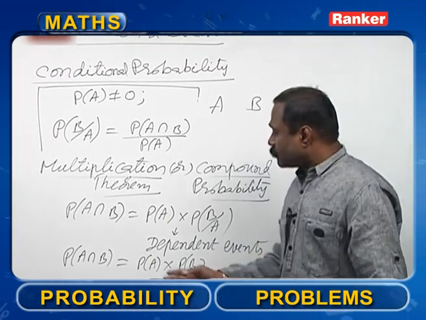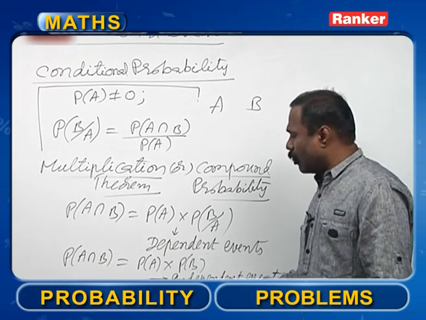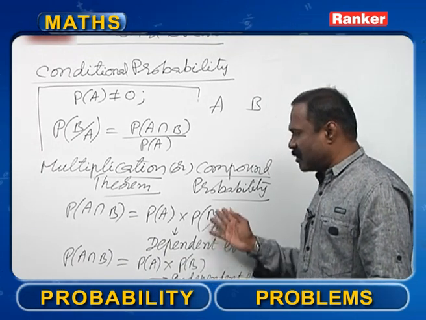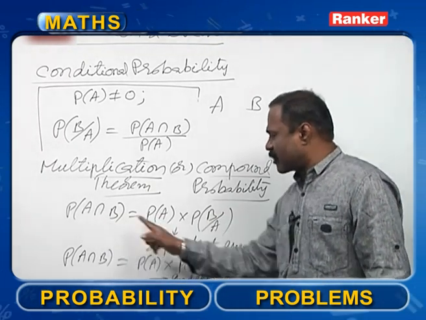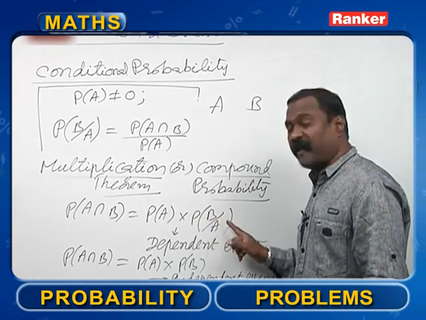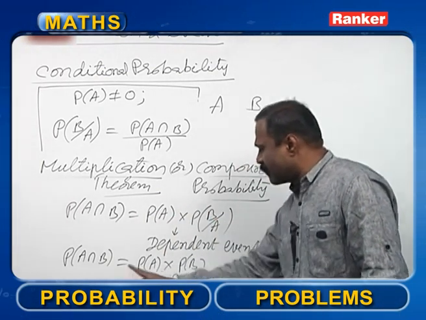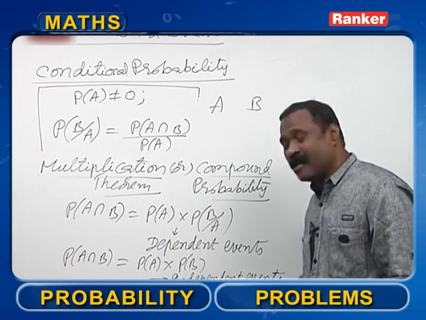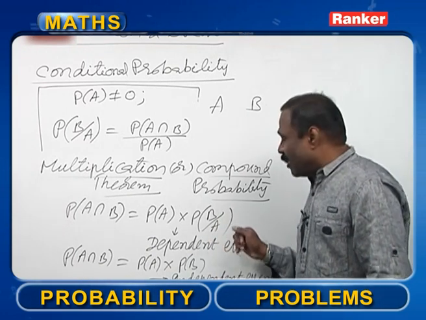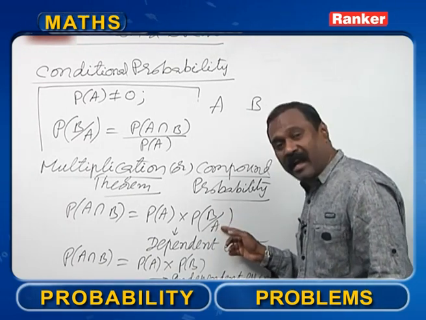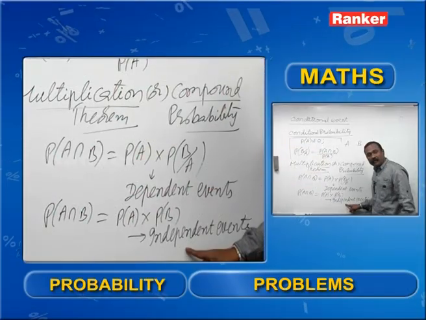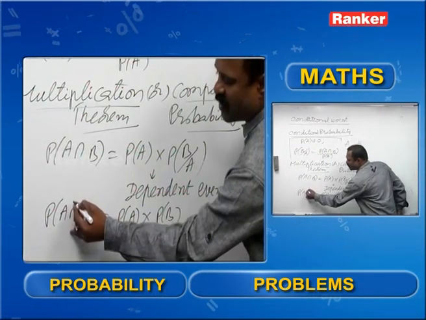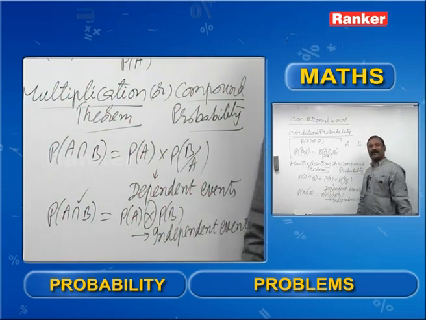Okay, so this is the multiplication theorem on probability. For dependent events, it is P of A intersection B is equal to P of A into P of B after A, and for independent events, P of A intersection B is equal to P of A into P of B. No need of knowing about A, because they are independent. So simply in this case intersection becomes into.